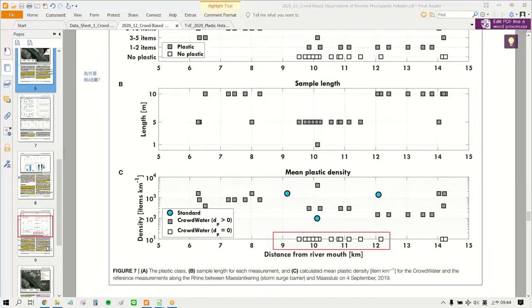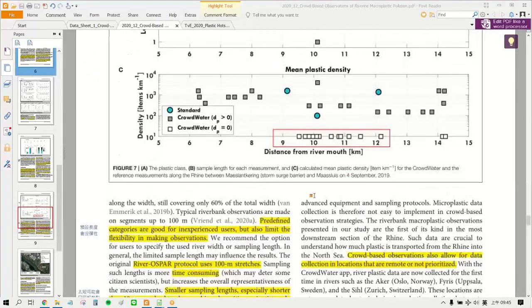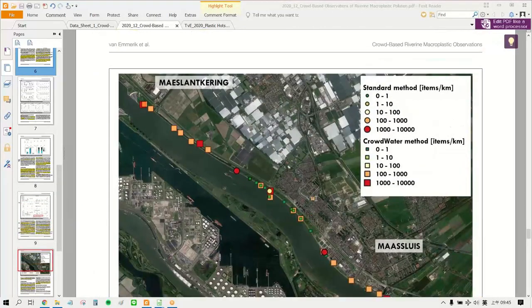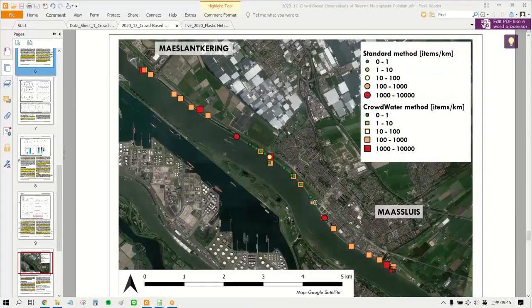Okay, so this is, I think it's all the, oh, they have another figures here. So they put those dots at the maps. So this River Rhine at Netherlands. So all the squares are using the new method to calculate the land density, and the circle ones means use a traditional method. So you can see the distribution or hotspot in this area.